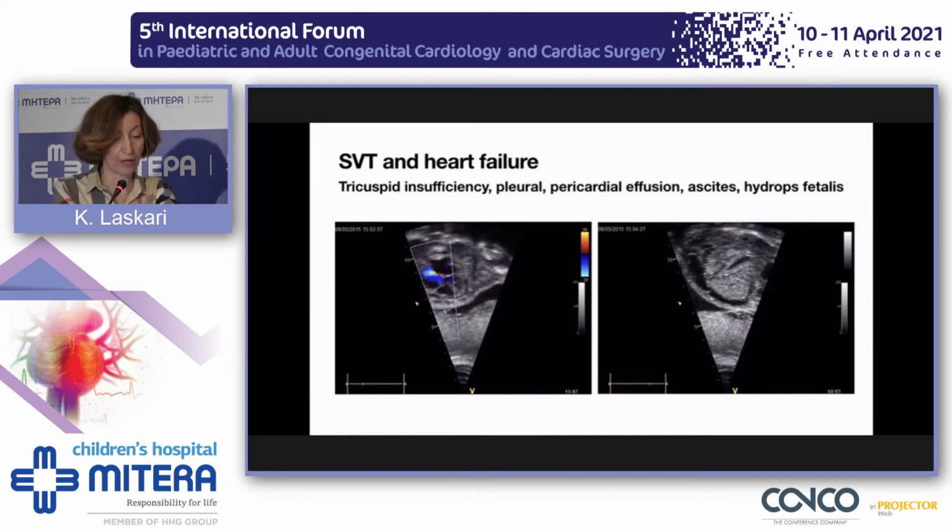signs of heart failure. In fetuses, signs of heart failure are tricuspid insufficiency, as you can see in the left image, a lot of TR, pericardial and pleural effusions, ascites, and eventually hydrops fetalis. This can be seen very fast in fetuses because, as I said before, the fetal cardiac output is very much dependent on heart rate.